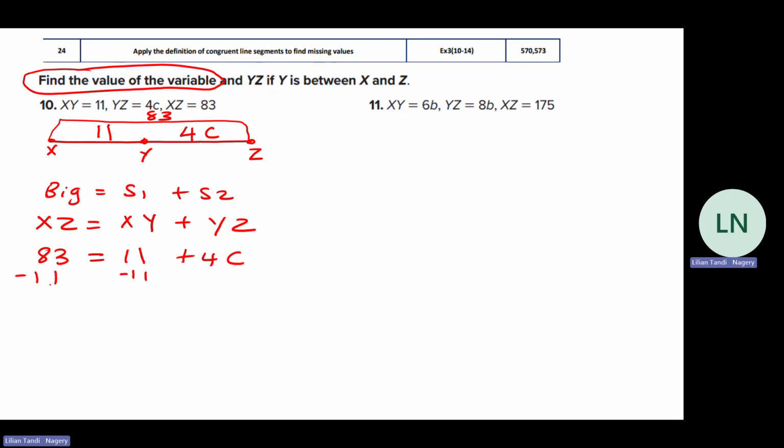Subtract 11 on both sides. This goes away. 4C is 72. 83 minus 11 is 72. Divide by 4, divide by 4. This goes away. 4 goes into 72 eighteen times, so C should be 18.